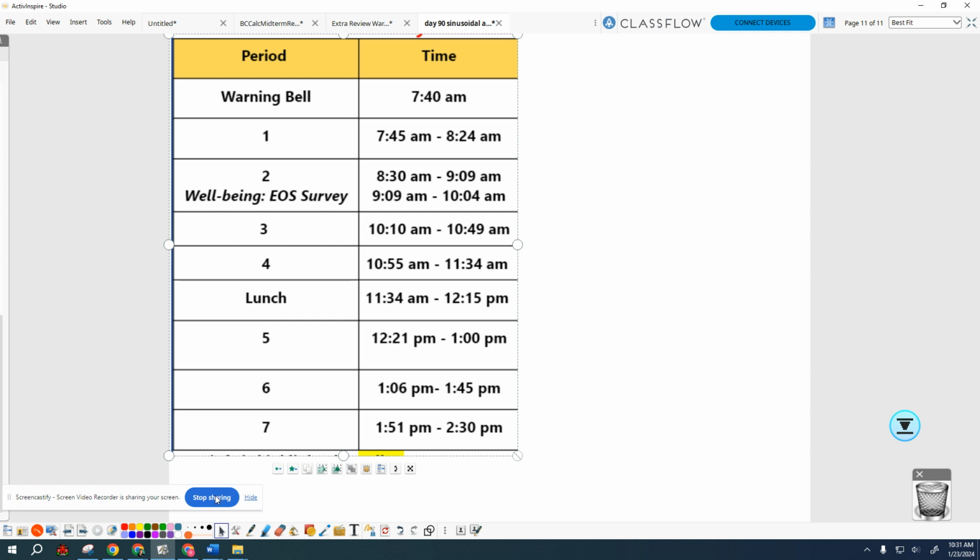All right, so when you're done, please start the back of the worksheet. There's the schedule for today. Clear your desk, put notes away.